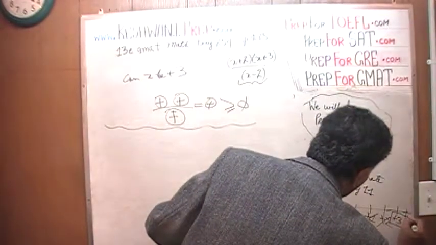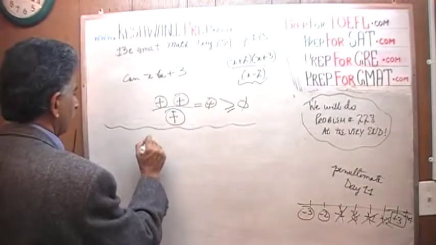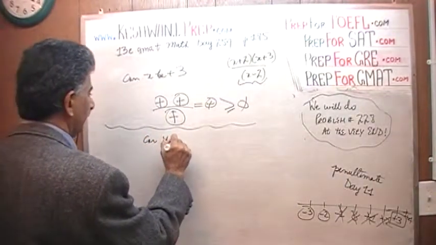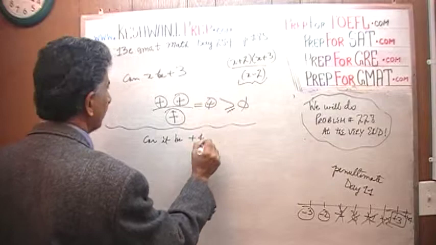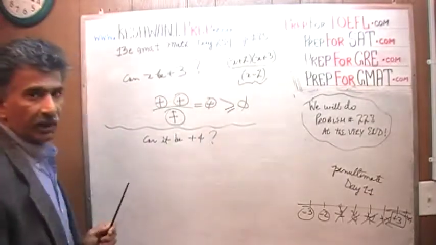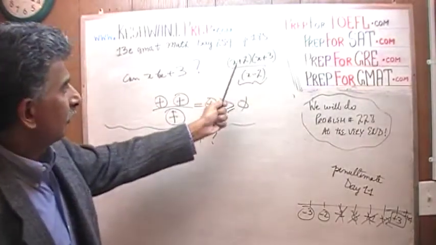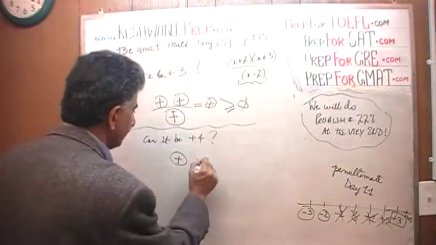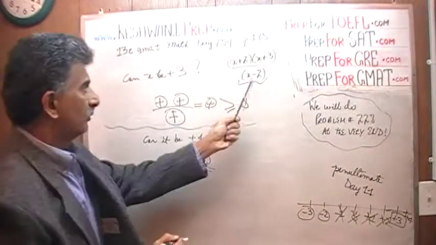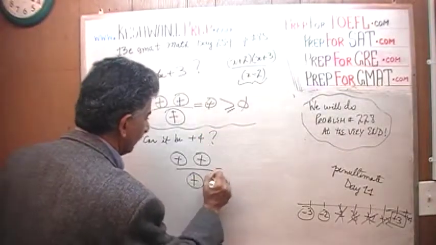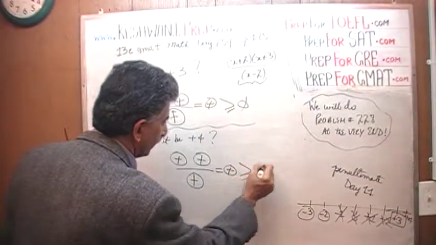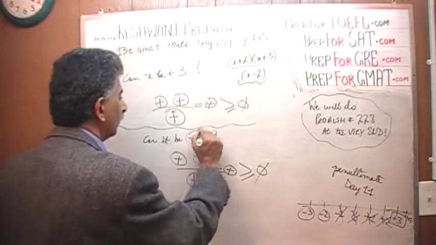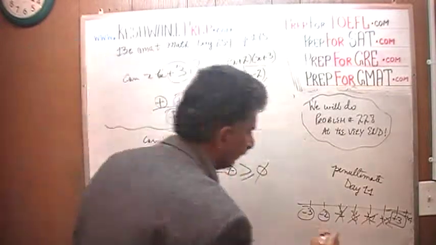Can it be positive 4? Let's find out. Of course, by now you're getting a hang of it. 4 plus 2 is positive. 4 plus 2 is 6. 4 plus 3 is positive, which is 7. And on the bottom we'll have 4 minus 2, which is positive. Again, the whole thing is positive. It is greater than or equal to 0. Positive 4 also works. Positive 3 also works.